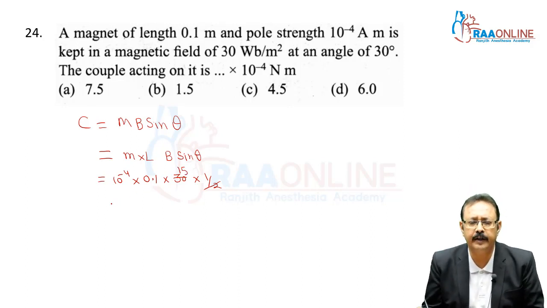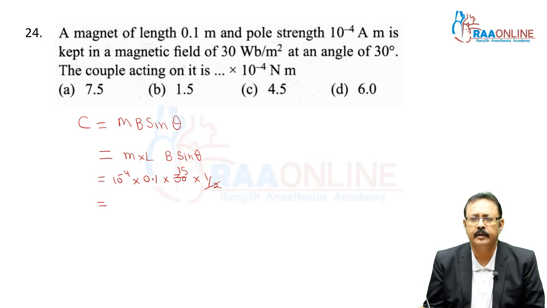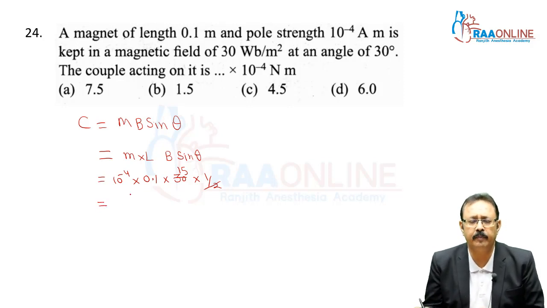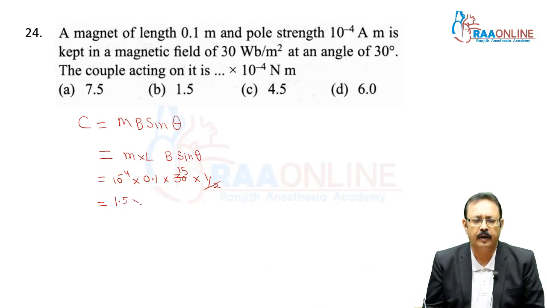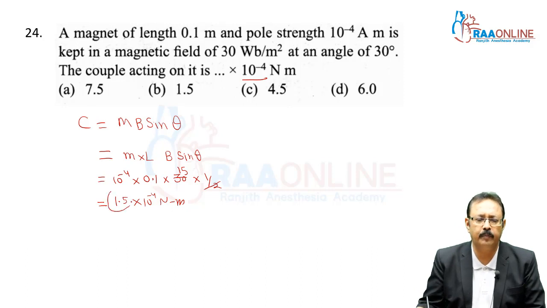So what we can write? If we are using 10 to the power minus 4, 0.1 into 15, 1.5, into 10 to the power minus 4 Newton meter. 10 to the power minus 4 is already written there. So remaining number is this. It is 1.5. So we will go with option B.